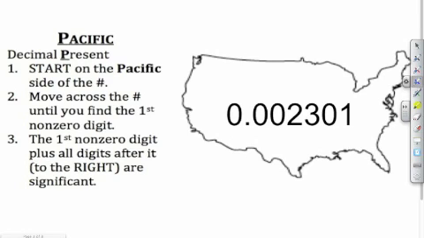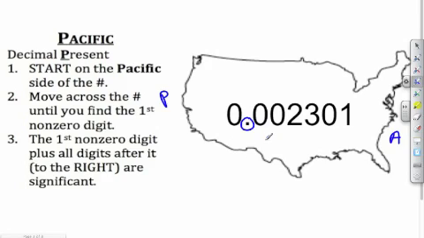So here we have 0.002301. If you recall from geography class, the United States is flanked by two oceans. We have the Pacific Ocean over here on the left and the Atlantic Ocean over here on the right. So take a look at this number, 0.002301. When you're trying to figure out what digits in a number are significant, look for a decimal point. In this number, the decimal is present.